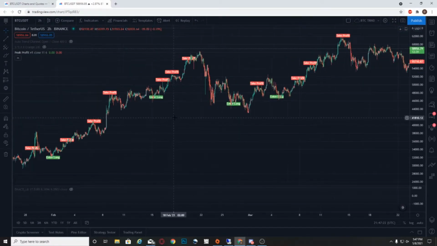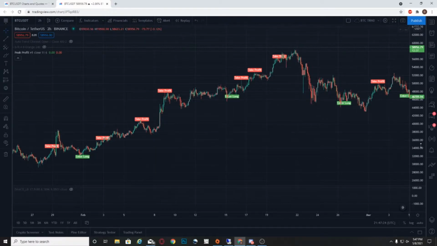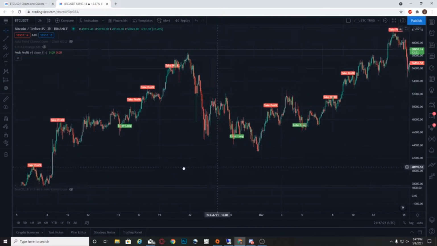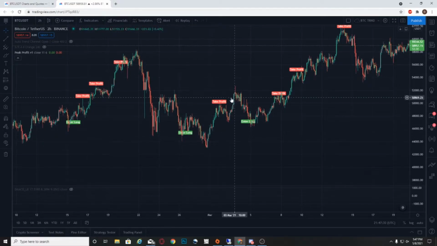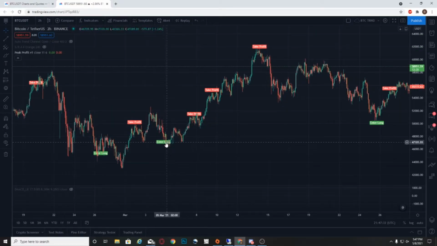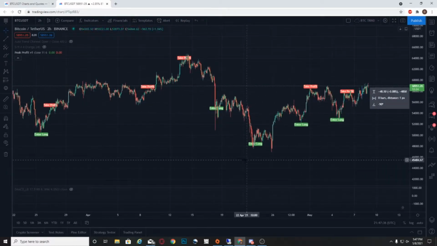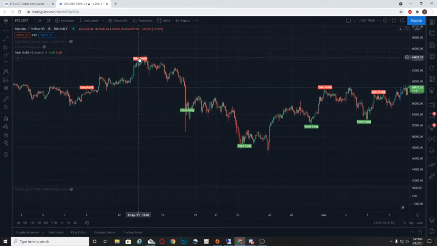You can see most of the time it'll signal right before an uptrend or at the bottom of a downtrend. So most of the time. So you have sometimes like this where you'll take profit and then it'll dip down and then the bot will say to buy, but it doesn't actually go up.